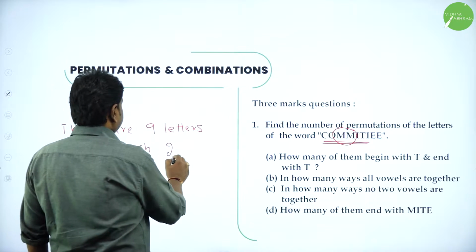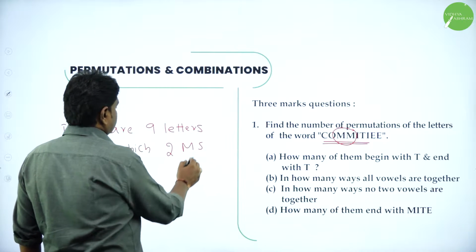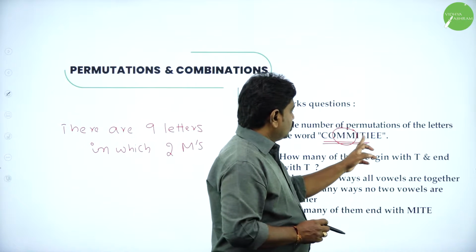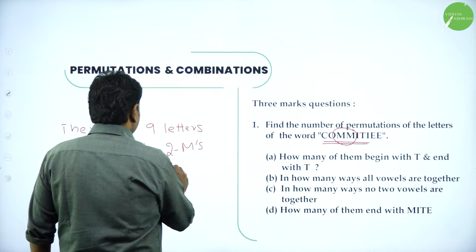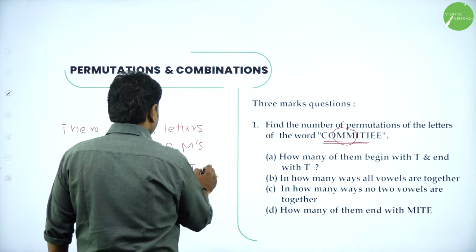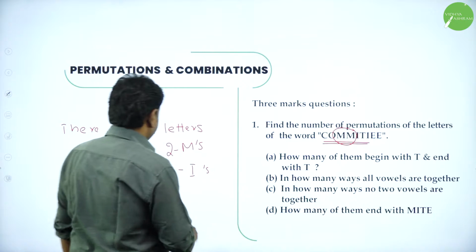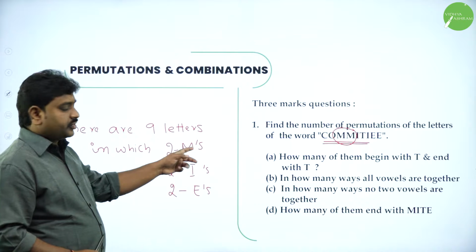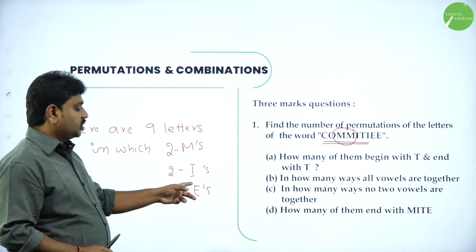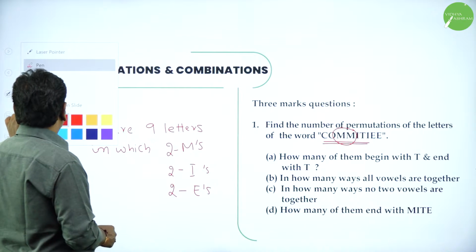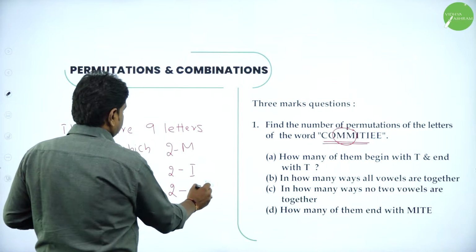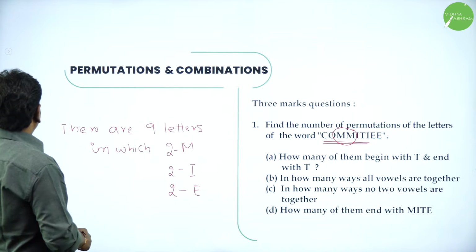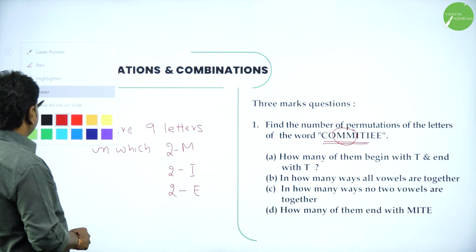2 M's are there, and 2 I's, and 2 E's. Means E repeated 2 times. There are 2 M's, 2 I's and 2 E's. So therefore, number of permutations, total number of arrangements.